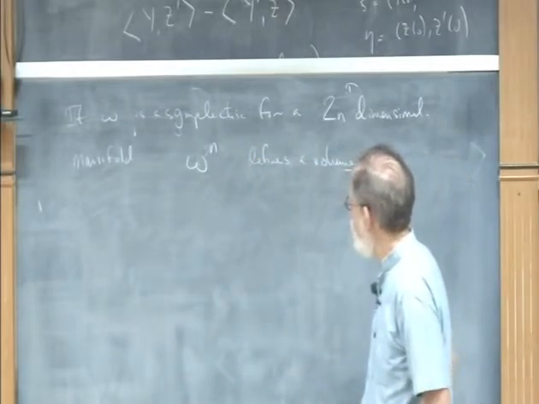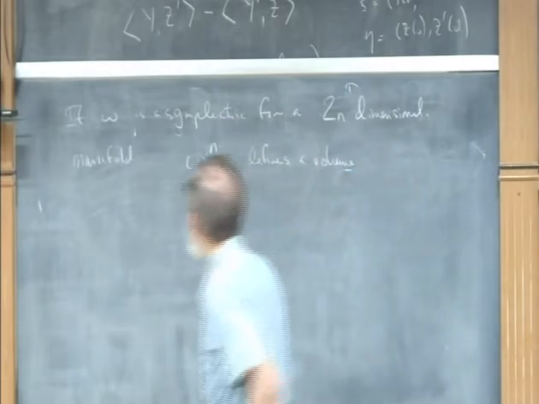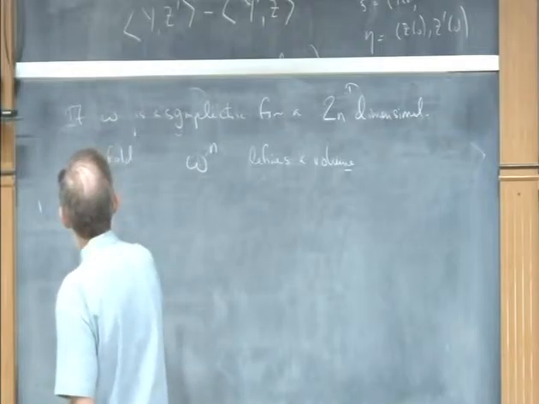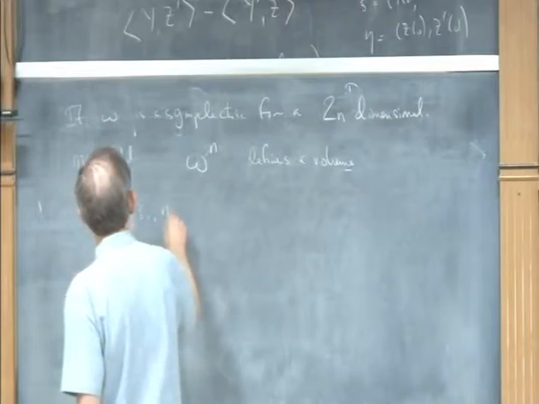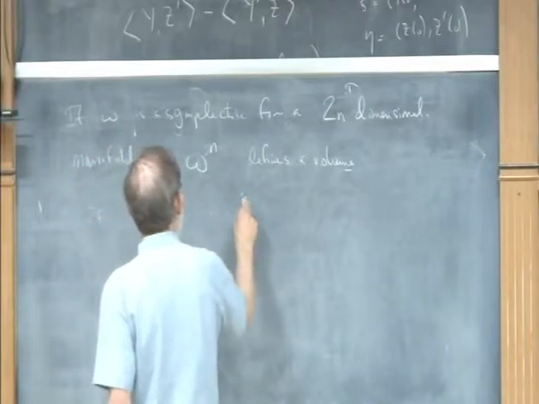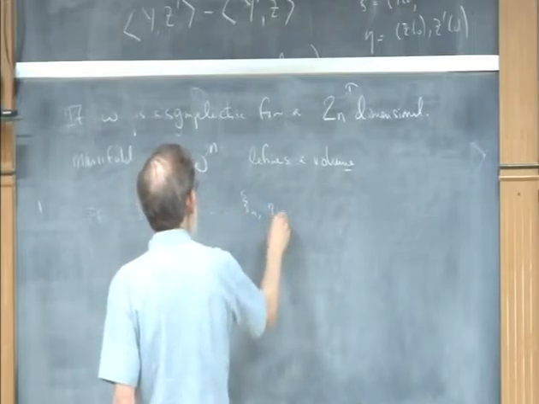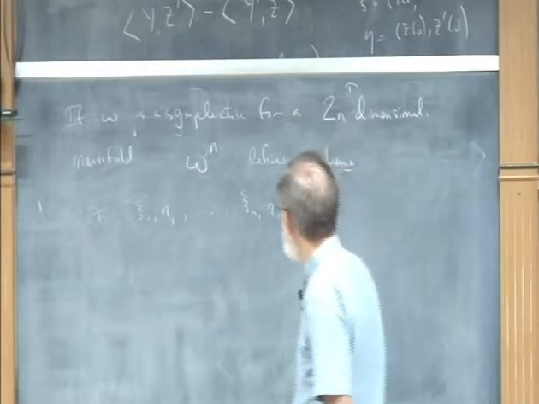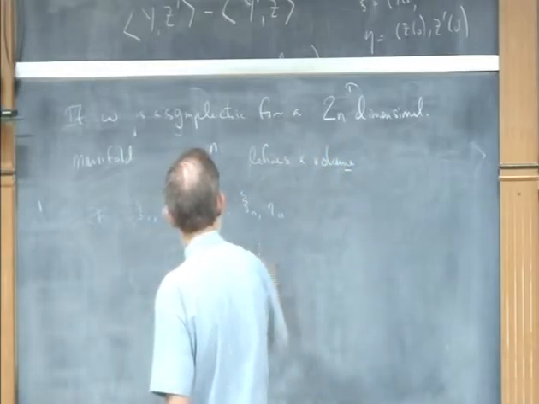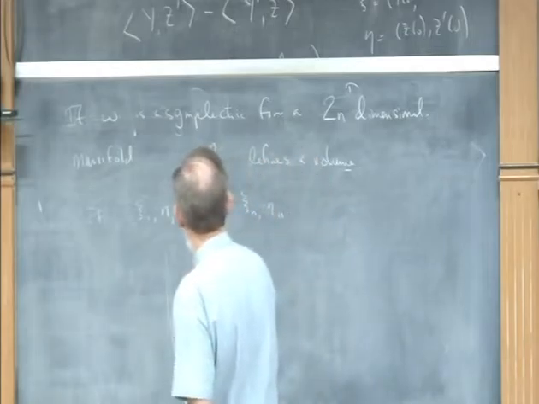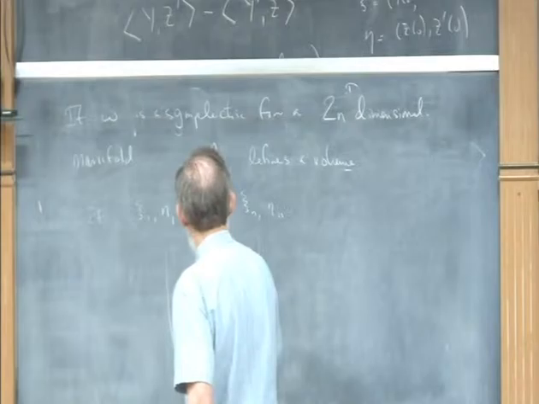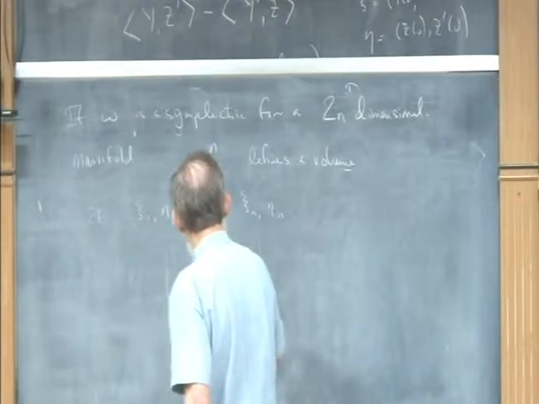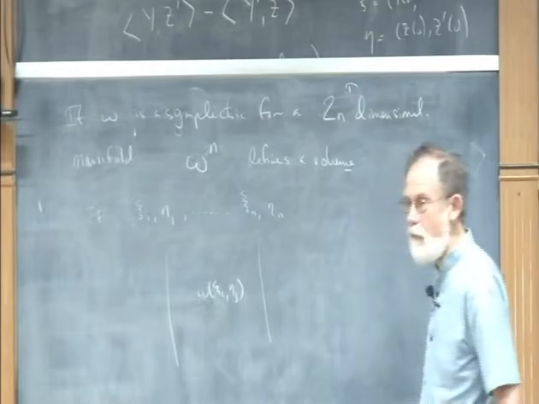So what I mean by omega to the n is, if I have xi 1, eta 1, up to xi n, eta n, I think what you do is take the determinant, where the typical entry is omega of xi i with eta j. I think that's the formula.